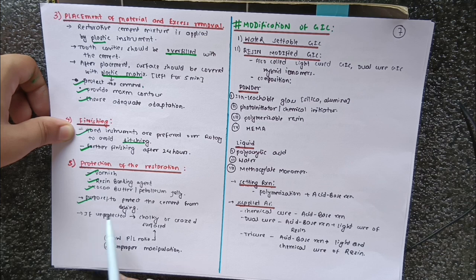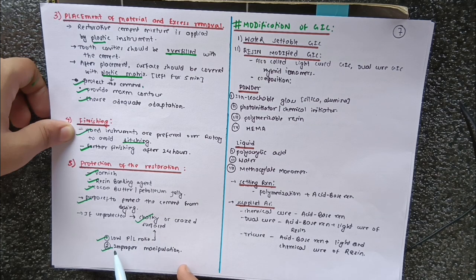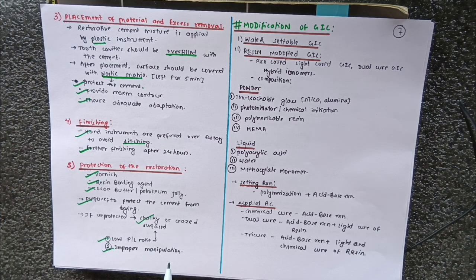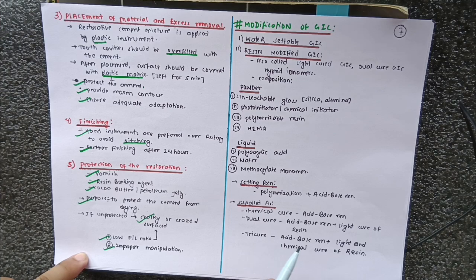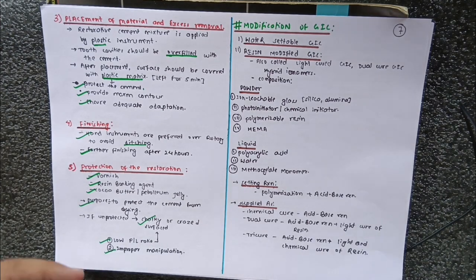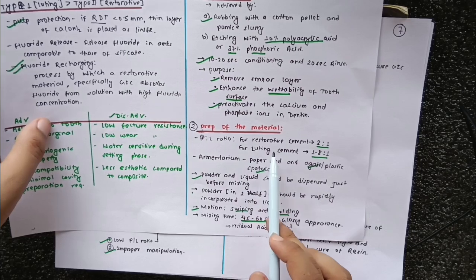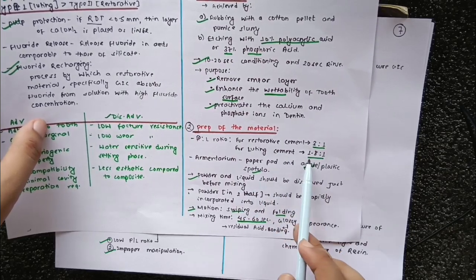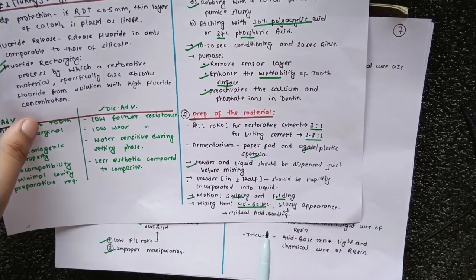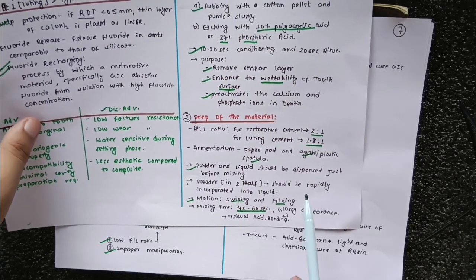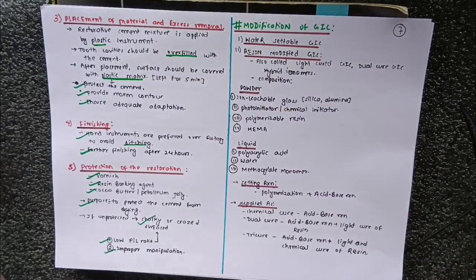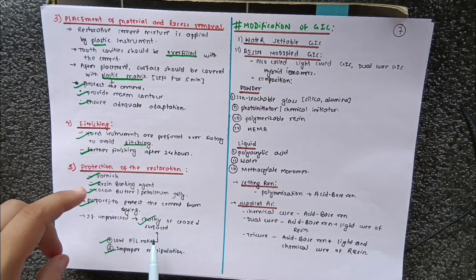Now if it is unprotected, then a chalky or crazed surface is formed, and this chalky and crazed surface is also formed if there is a low powder to liquid ratio and improper manipulation. So you should remember this, very important. If there is a low powder to liquid ratio during the manipulation, as I have told here, the powder to liquid ratio for the restorative cement is 3:1 and for luting is 1.8:1, and if the powder to liquid ratio is lower compared to those data, then in such a case there will be formation of a chalky or crazed surface.